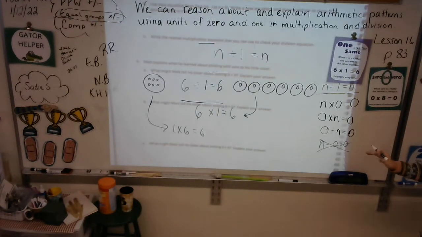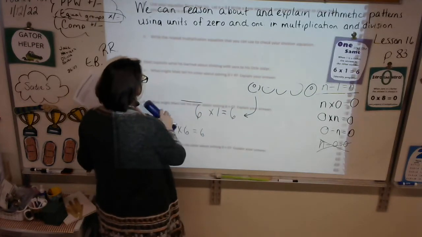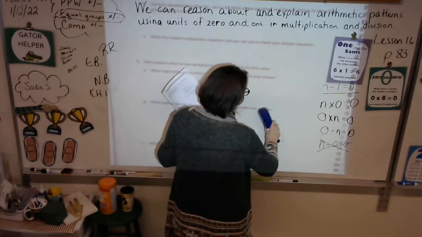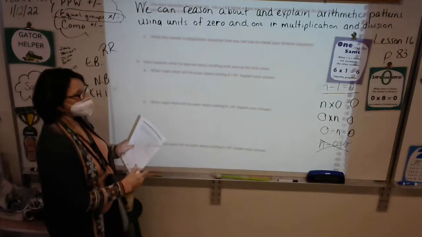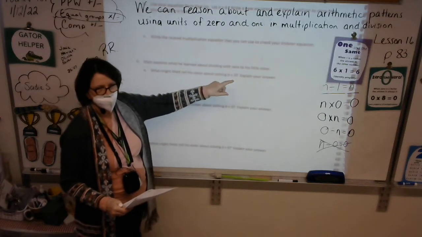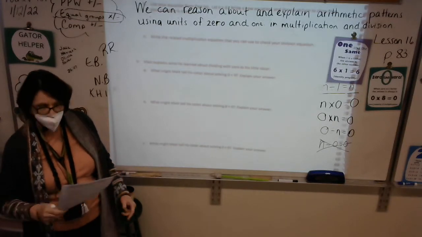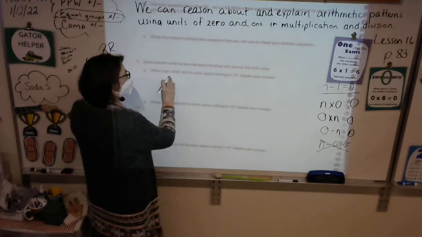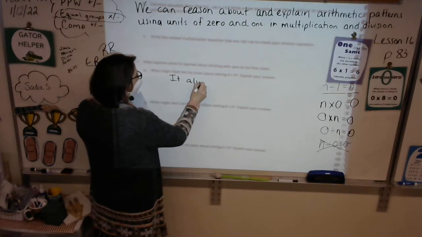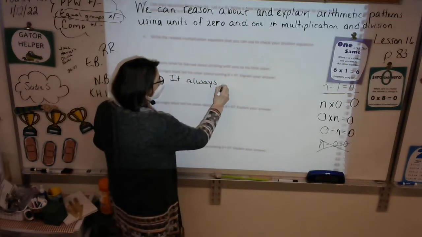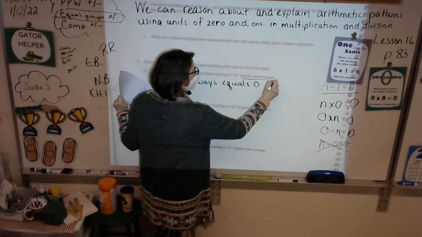How do we feel about that? Good? All right, let's go to 5. Matt explains what he learned about dividing with 0 to his little sister. What might Matt tell his sister about solving 0 divided by 9? It always equals 0. Thank you. I wish you had raised your hand. What might he tell her? He'll tell her it always equals 0. Now the problem is, you have to explain.